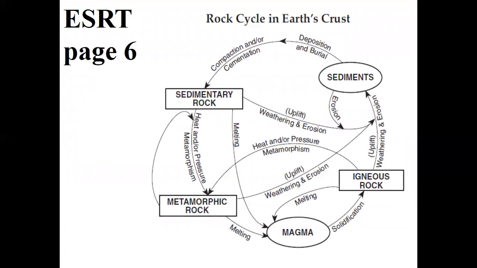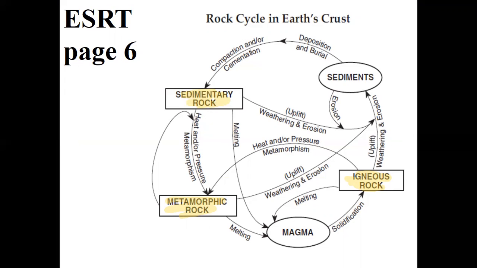Okay. On your reference table on page 6, you'll find a diagram that looks just like this. And this is basically the rock cycle, as it says in the title. So if you take a look at this, you'll see that we have a couple of squares, or rectangles, I should say, and they're labeled as sedimentary rock, metamorphic rock, and igneous rock. And those are the three types of rocks that we're going to talk about. You guys, I'm sure, have heard them before.